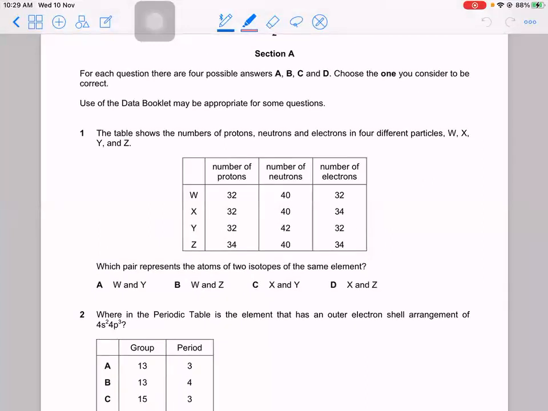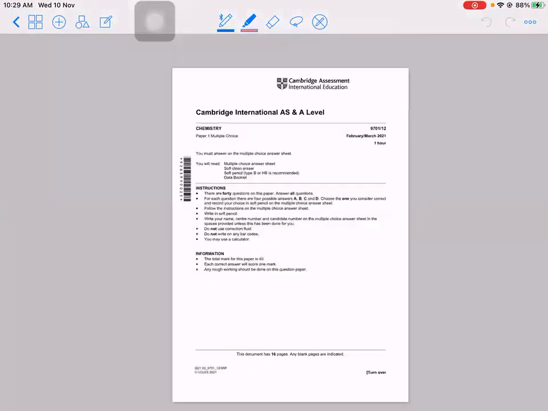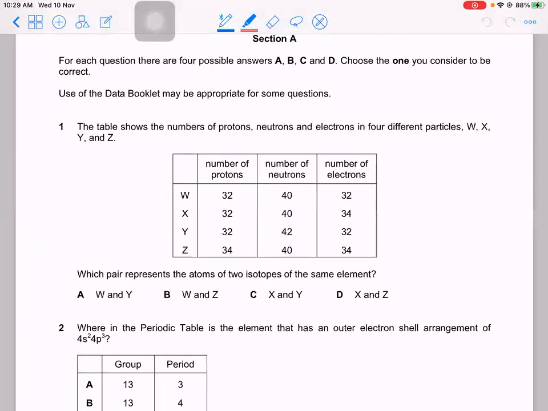All right. Question number 1. The table shows a number of protons, neutrons, and electrons in 4 different particles, W, X, Y, and Z. This is, just by the way, Feb-March 21. All right. Now, which pair represents the atoms of 2 isotopes of the same element?